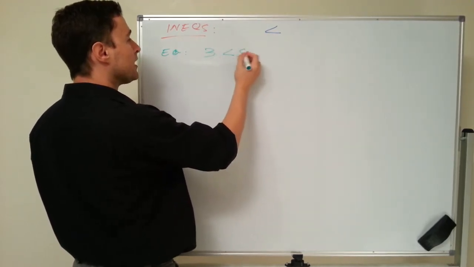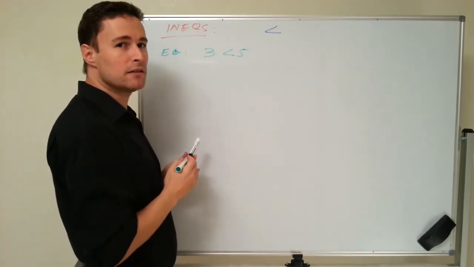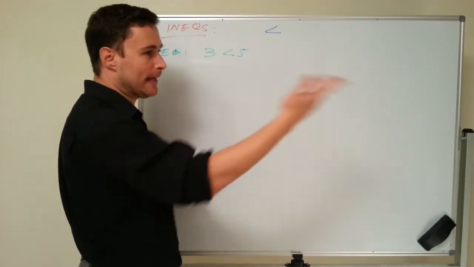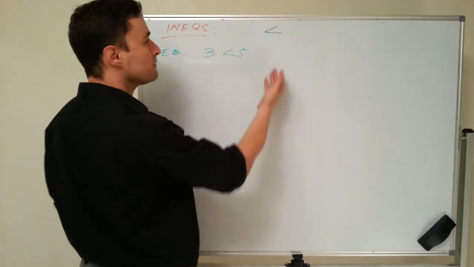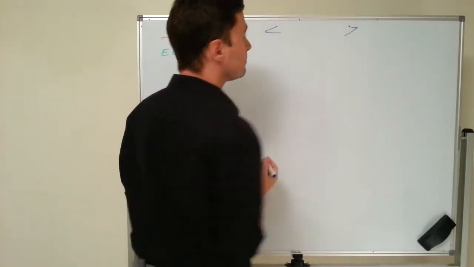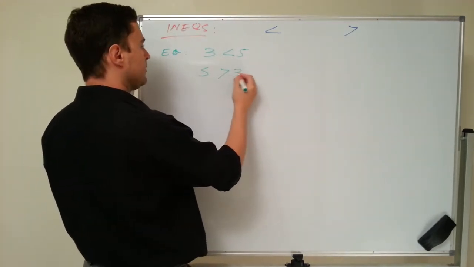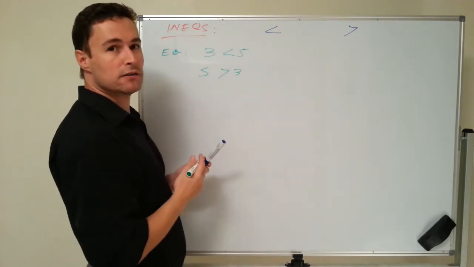3 is less than 5. I just read it from left to right. I know that's an inequality. I know that 3 is less than 5, so I just read it, 3 is less than 5. And if you got greater than, so what? 5 is greater than 3. All I'm doing is reading from left to right.